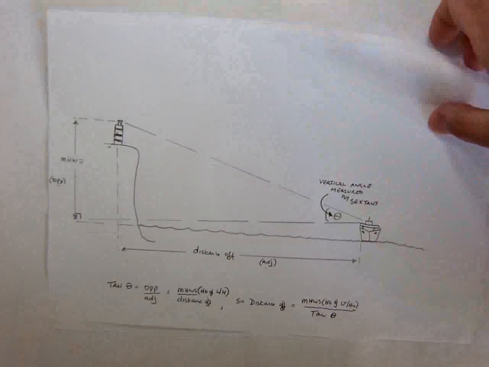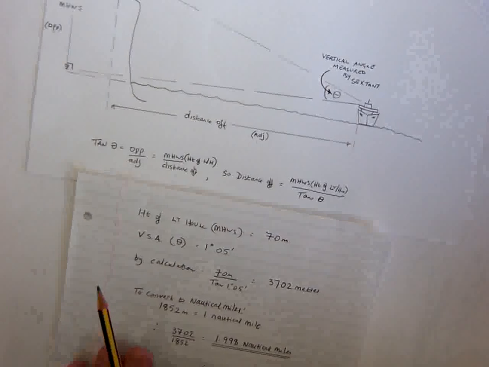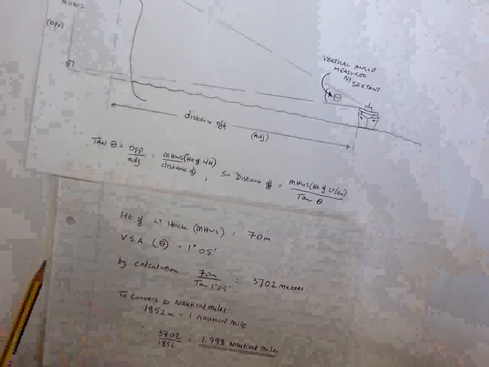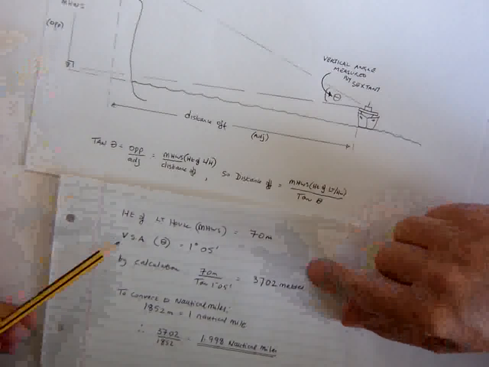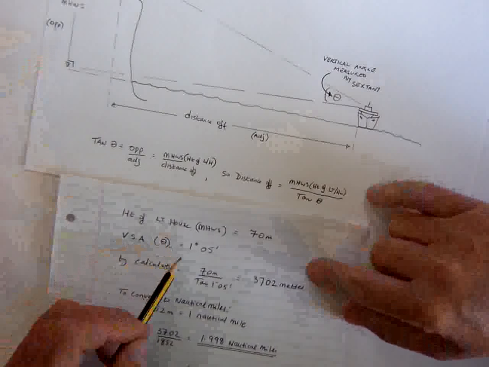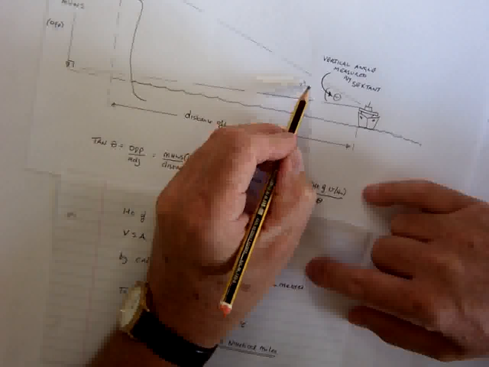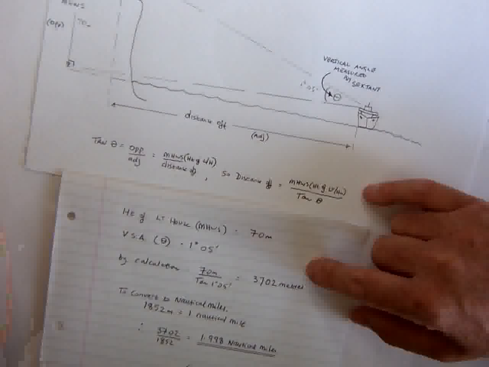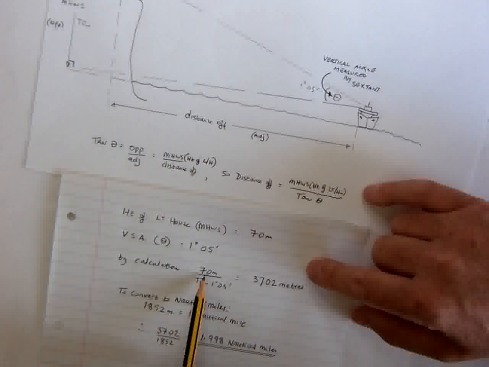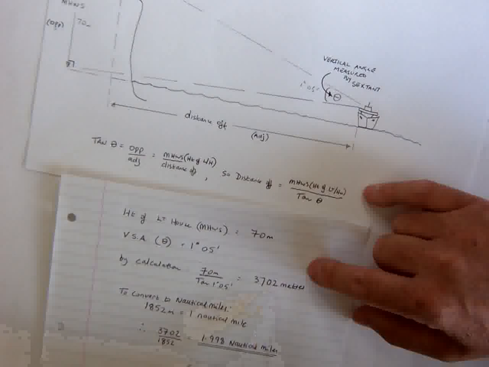So we've got an example here that we've worked out, and we've assumed that the height of the lighthouse is 70 metres, and we've assumed that the vertical sextant angle that we obtained was 1 degree 05 minutes. So we've got 1 degree 05 and a height there of 70 metres. So by calculation, 70 metres divided by tangent of 1°05′ gives us 3,702 metres.